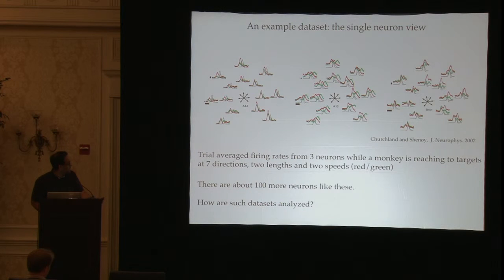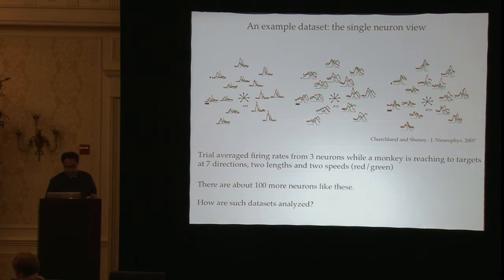Okay. So what's the kind of data that we're working with? We directly collaborate with many neuroscience laboratories. Here's example data of 3 different neurons recorded from the motor cortex of a monkey while the monkey is reaching to various targets at 7 different directions at 2 lengths and different speeds. As you can see, there's a lot of heterogeneity in this data. This data is averaged over many, many trials where the monkey performs the same reach. And there's about 100 more neurons like this in the data set.